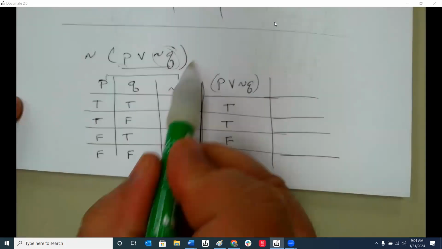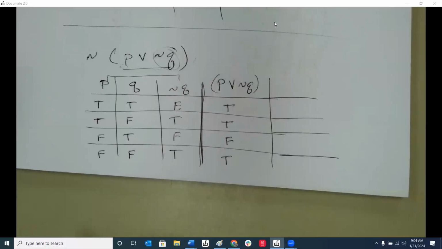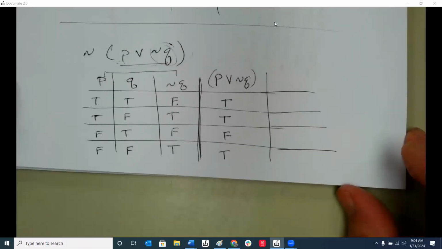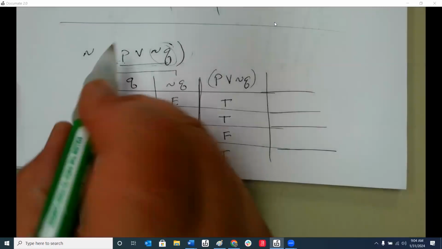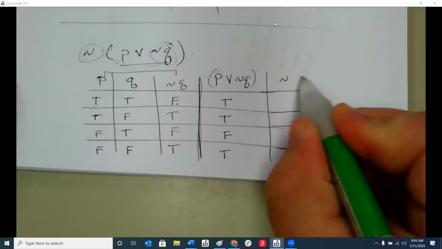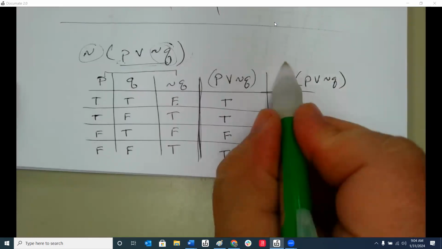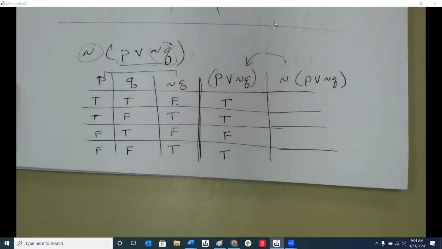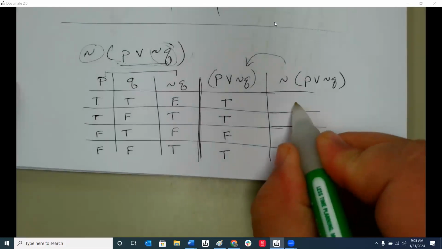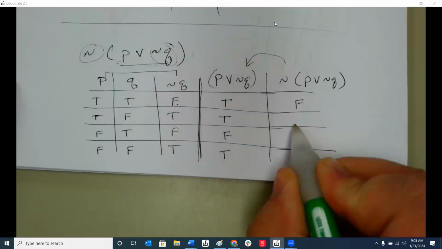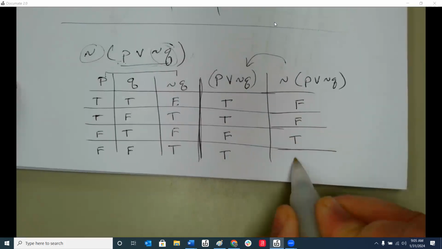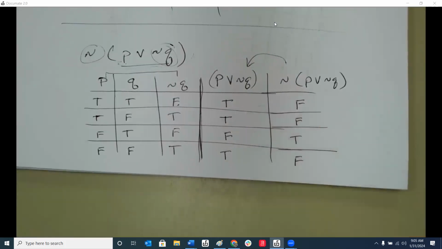So we built this statement. The next thing we got to do is build what? Yeah, the negation of the whole thing. We just have to negate this last column. So it becomes what? False, false, true, false. It's just the opposite of those. That's how it works. It's exactly the same way mathematics does.